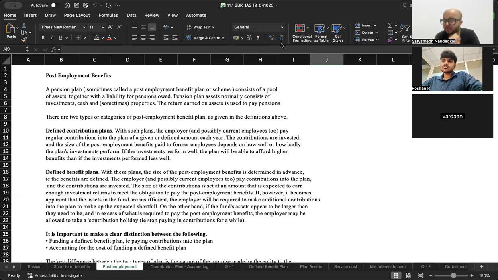Now, there could be two types of post-employment benefit. The first one is a defined contribution plan, the other one is a defined benefit plan. Now, how do I remember which is which? See, a defined contribution plan is one where the monthly contribution is fixed.